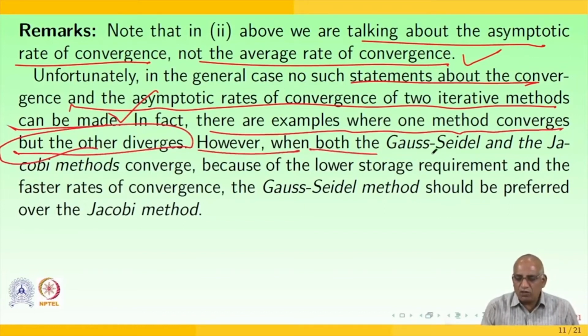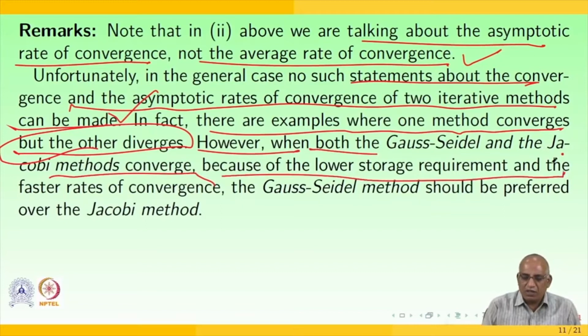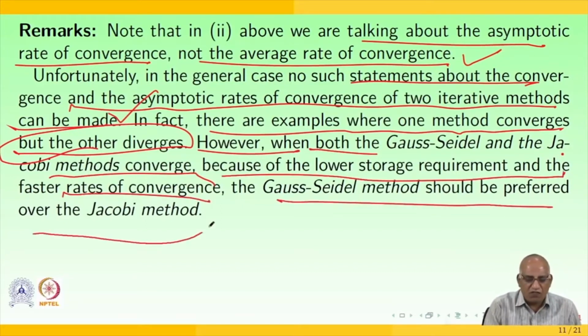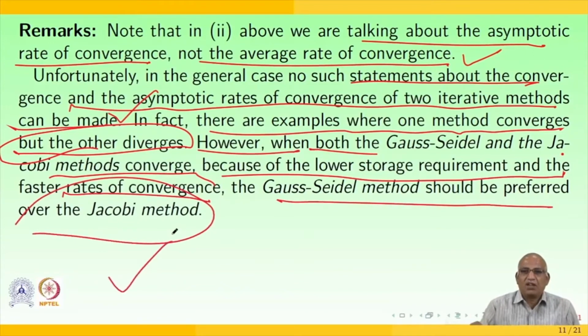However, when both the Gauss-Seidel and the Jacobi method converge, because of the lower storage requirement and the faster rate of convergence, the Gauss-Seidel method should be preferred as compared to the Gauss-Jacobi method.